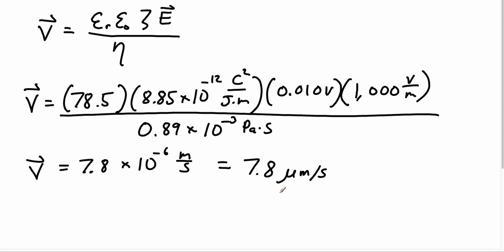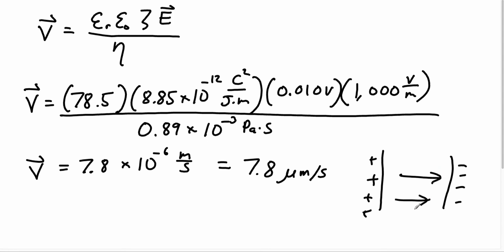Note that the number is positive, which means that if we have a positive electrode and a negative electrode, these particles are moving in the same direction as the electric field because they had a positive zeta potential.